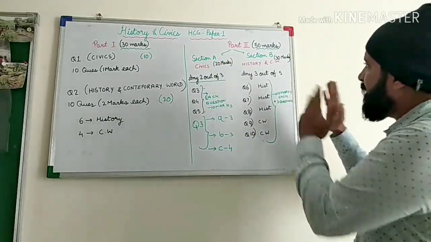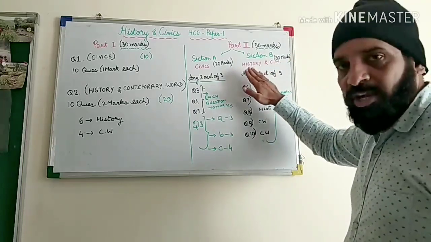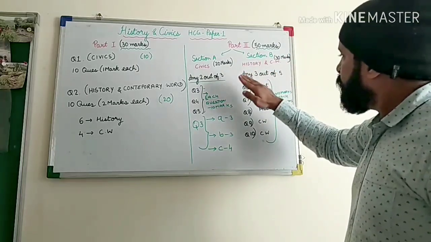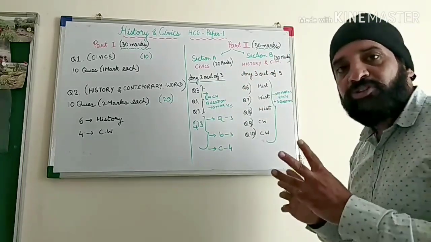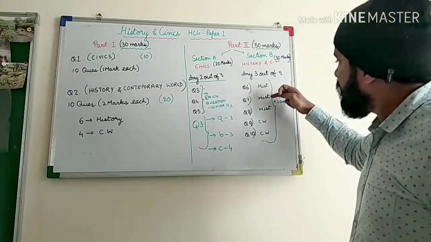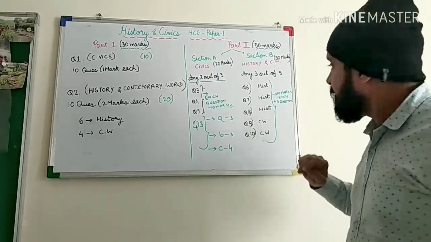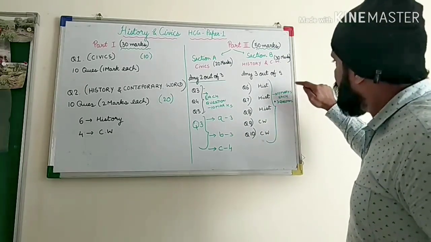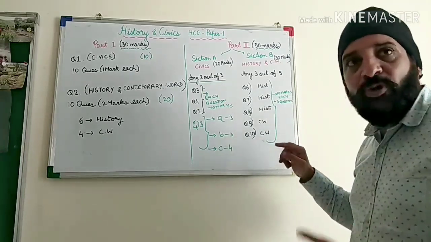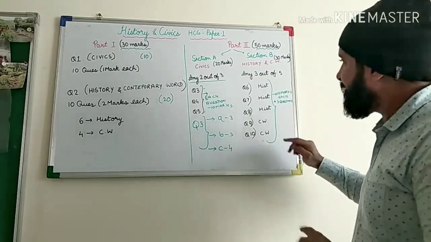Now we go to section B. Section B is again going to be of 30 marks. This is for history and contemporary world. Out here you have to attempt any 3 questions out of given total 5 questions. 3 questions would be from history and 2 questions would be from contemporary world. Each question again would be for 10 marks each. So you have to attempt 3 questions: 10, 10, 10, 30 marks.